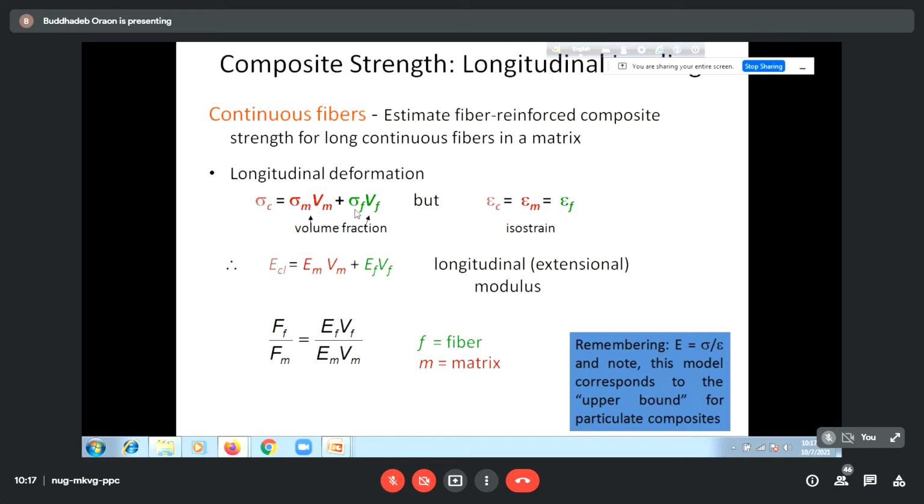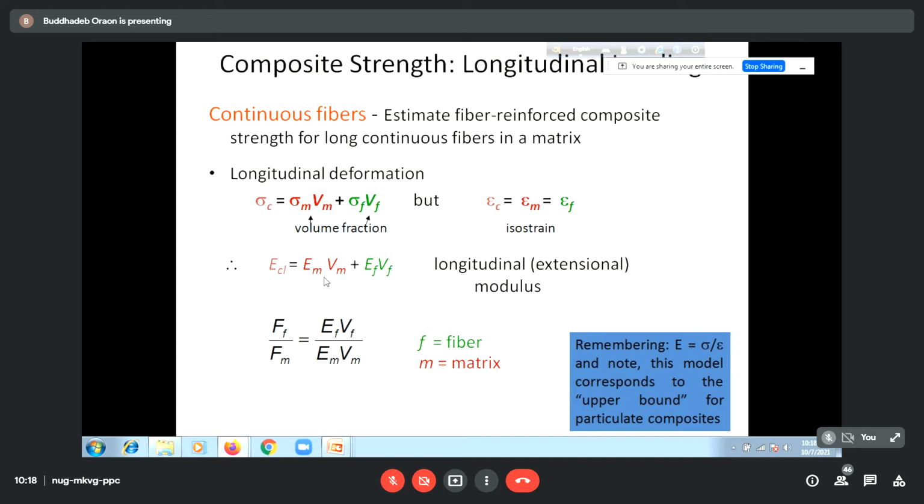So similarly here for the fiber, sigma f, this is the fiber failure strength we can take, and this Vf is the volume fraction of the fiber. So this is a very simple equation, and this is just a linear combination of the two variables. So we will get this. And similarly, elastic modulus also. So this is the composite elastic modulus under longitudinal loading. That is why it is written as ECL, composite elastic modulus under longitudinal loading.